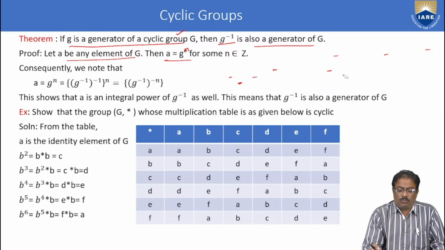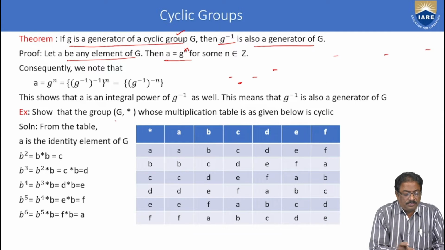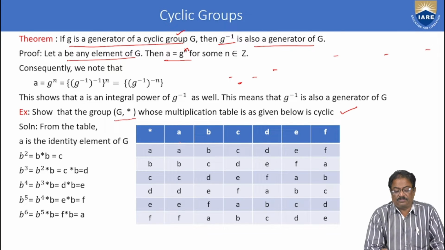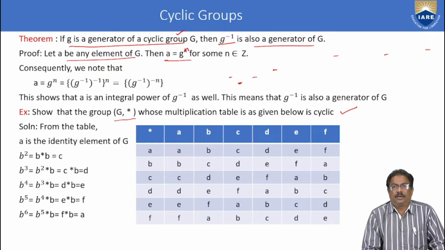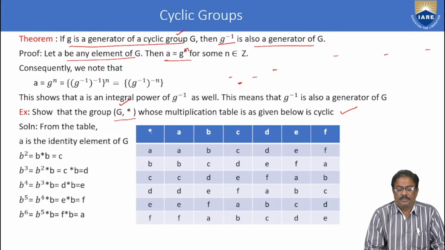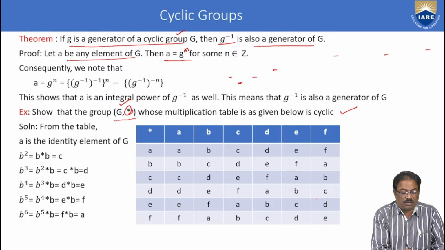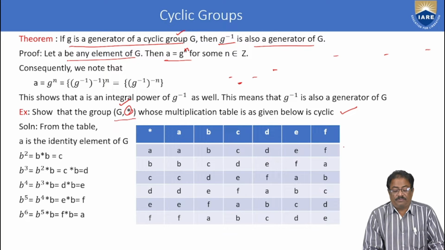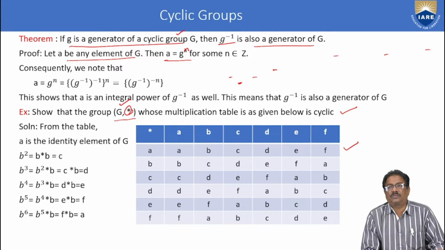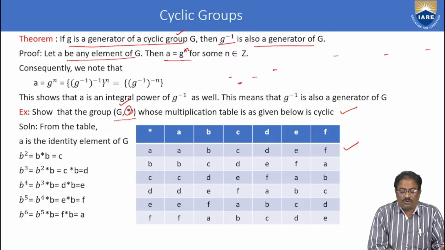Now it is given, show that this is Z comma star whose multiplication table is given. Now we have to verify, and this is given as a group under the binary operation star, and now we have to verify whether it is a cyclic group or not. To verify whether it is a cyclic group or not, first of all we need to find a generator.